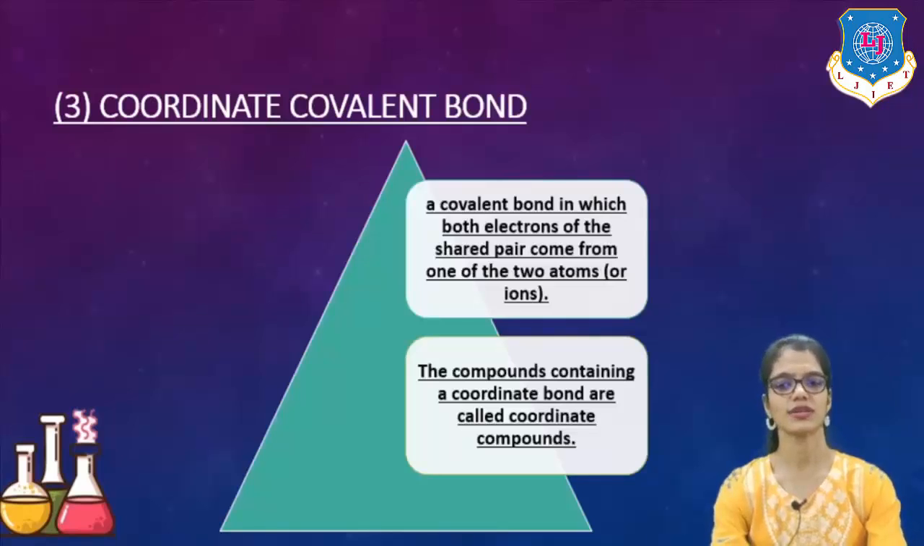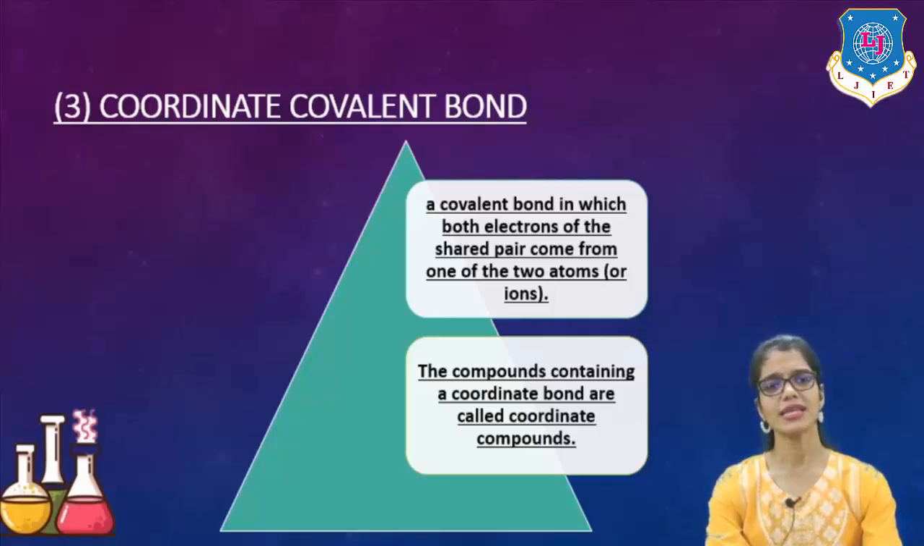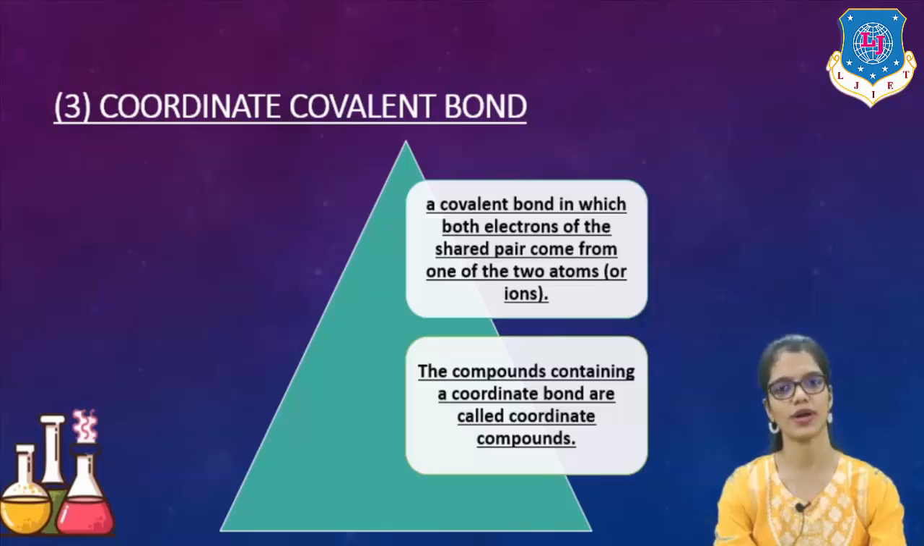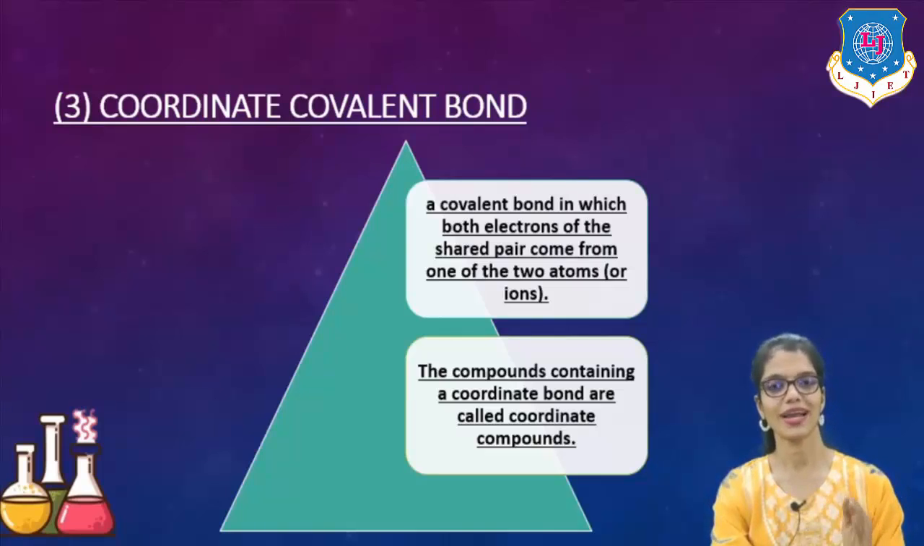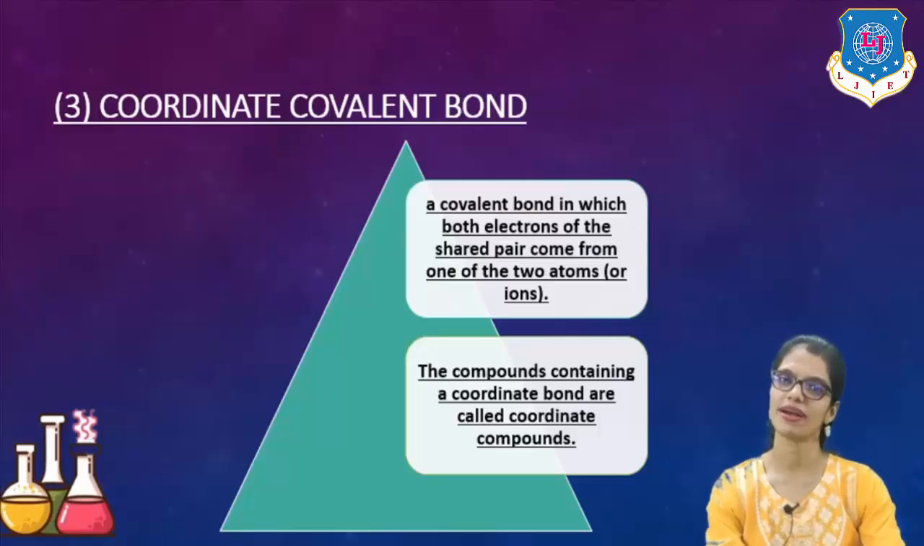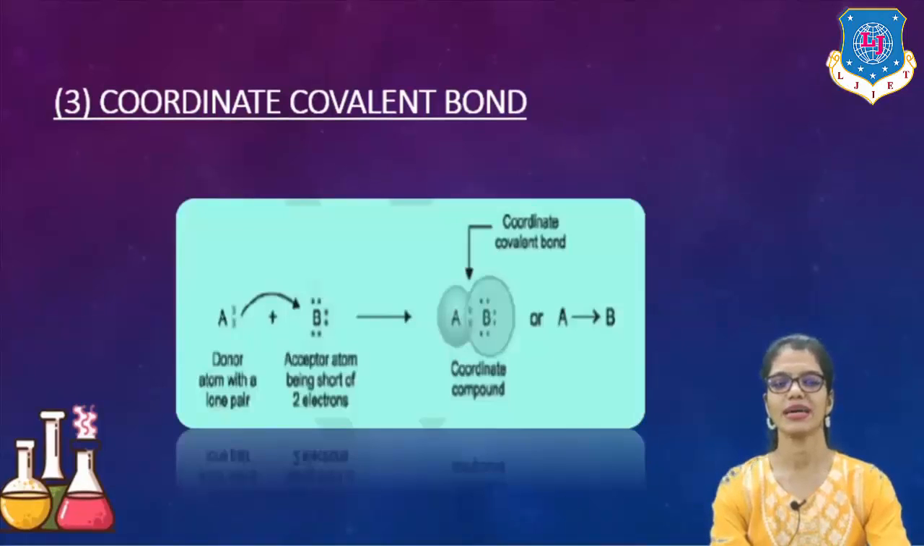Now, next one is coordinate covalent bond. It is a type of covalent bond in which both electrons of the shared pair come from one of the two atoms. That means single-sided sharing occurs. They are known as coordinate covalent bonds. The compound containing a coordinate covalent bond is known as a coordinate compound or coordinate covalent compound. It actually depends on how it is formed, right?